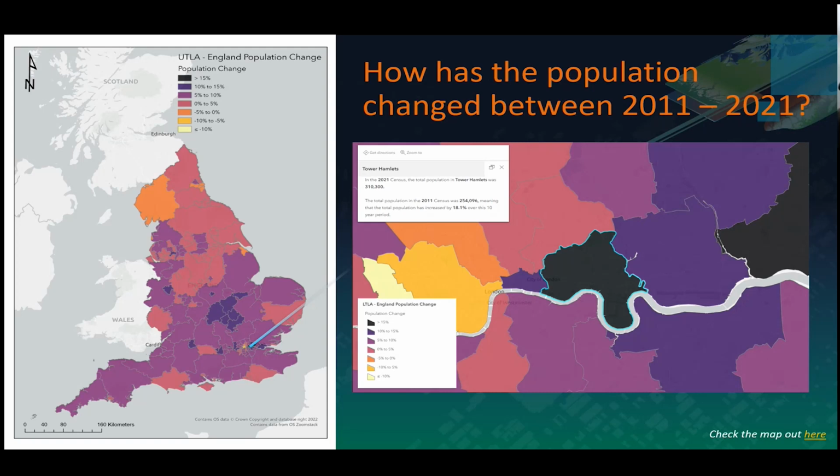Interestingly, the greatest population increase was seen in the neighbouring local authority of Tower Hamlets, which saw a growth of 18.1% over this 10-year period. Now, Tower Hamlets is an area which is already experiencing high levels of deprivation and overcrowding, so it'll be interesting to see how this census results will influence plans and funding within the area. Again, you can check out this map in your own time by clicking the link on the slide there.